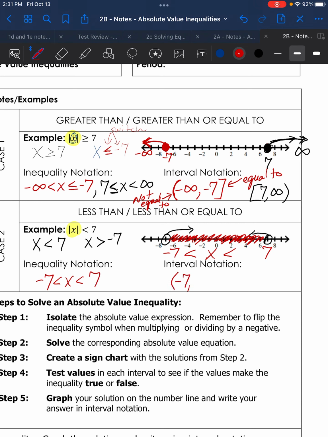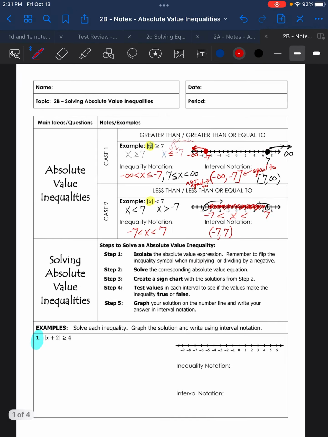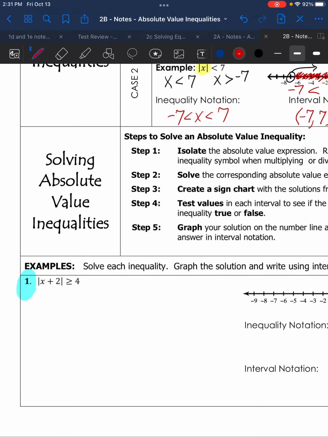Interval notation, they're not equal to, so parentheses for both. All right, let's work through number 1 here. Number 1, so we have to isolate the absolute value, already isolated. Now let's make this two inequalities.